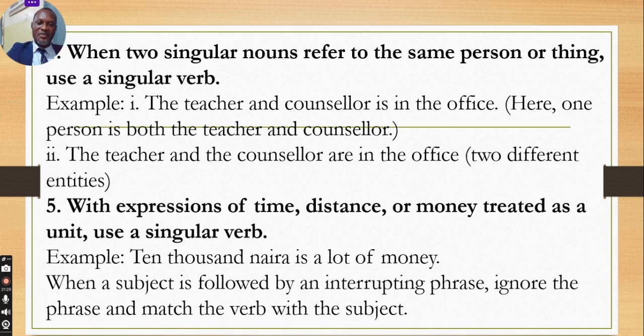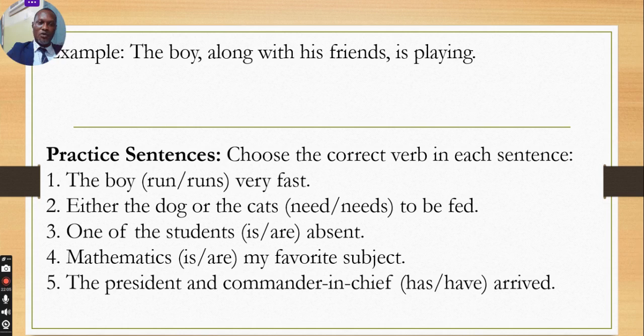Now, when a subject is followed by an interrupting phrase, ignore the phrase and match the verb with the subject. Now, I'm going to show you an example of that. When you have a subject stated in a sentence, then you have a group of words, a phrase, that interrupts or comes immediately after that subject before the verb. You must ignore that phrase that comes interrupting the subject and focus on the subject, especially when the subject is even demarcated by a comma. Is that understood? Now let's have an example of that.